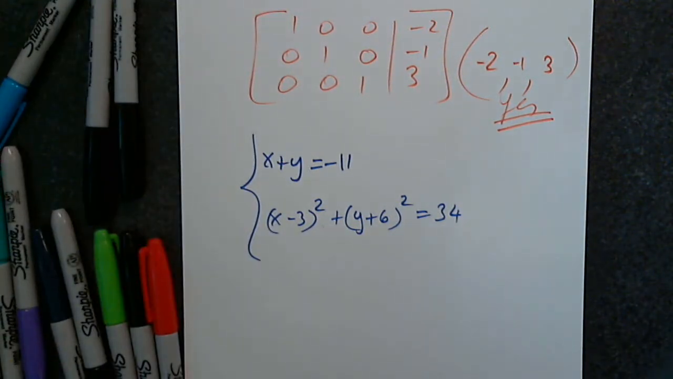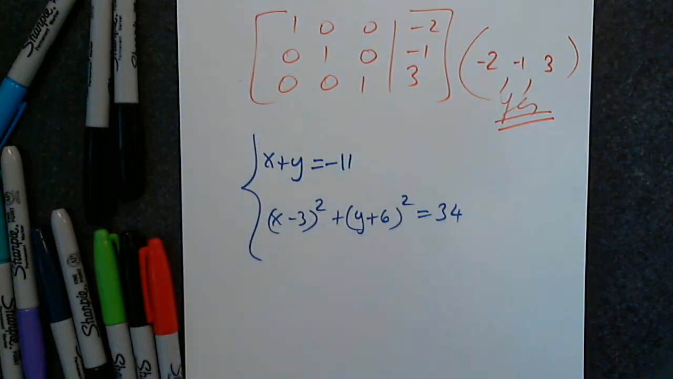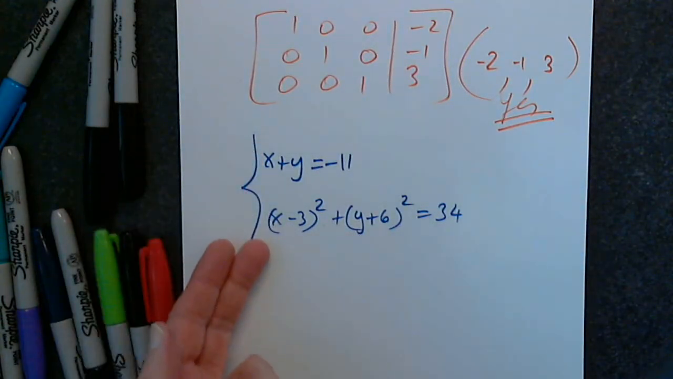Can anyone tell us what is the first equation? What type? The first one, what type is it? Linear, of course. What about the second one? It's a circle, yes. Very good. It's a circle with a radius the square root of 34 and the center (3, negative 6), correct. So the system is a nonlinear system. It has a linear equation and a nonlinear equation.